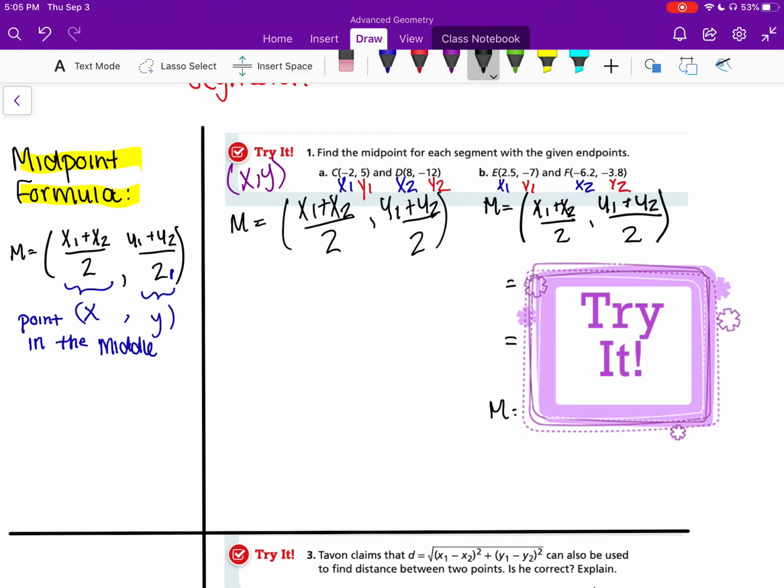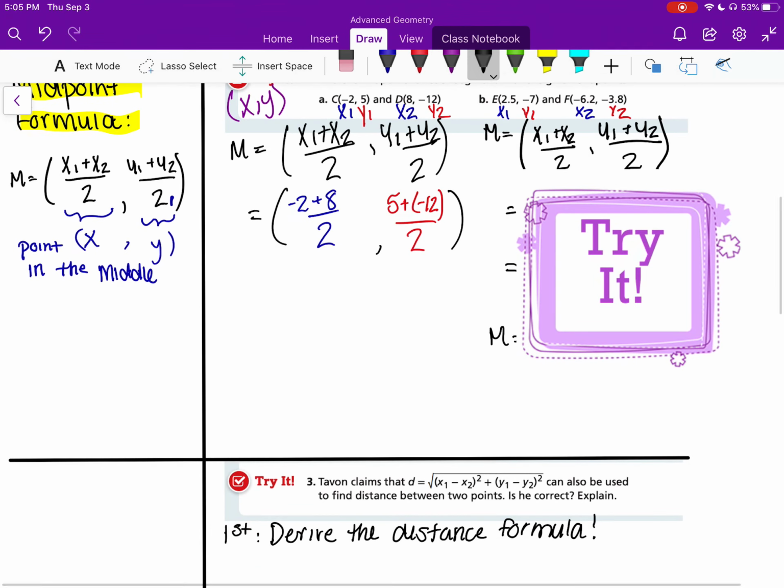Now we're ready to substitute that in and truly find our midpoint. So let's add up our x1 and our x2, which would be -2 plus 8 divided by 2. Our y1 and our y2 would be 5 plus a -12, or 5 minus 12 divided by 2. And now we're ready to simplify. -2 plus 8 is 6 over 2. 5 plus a -12, or 5 minus 12, is a -7 over 2.